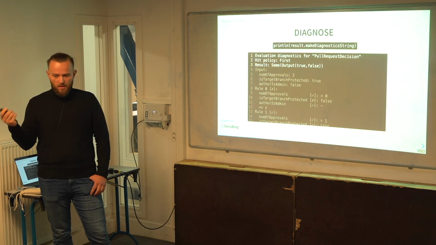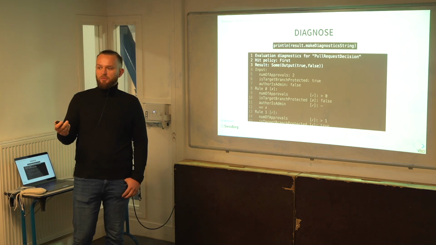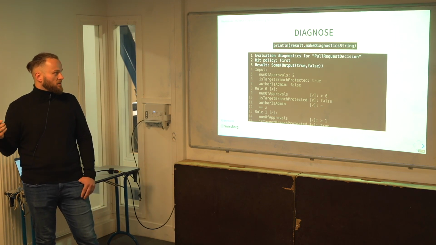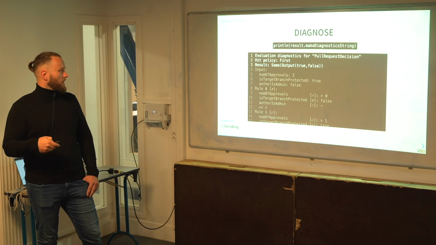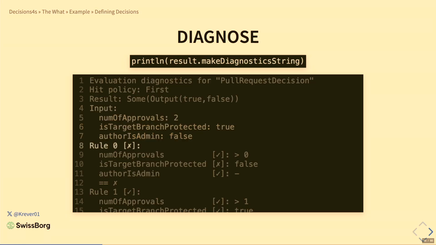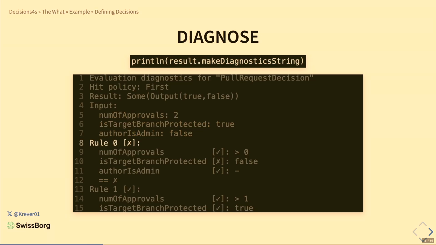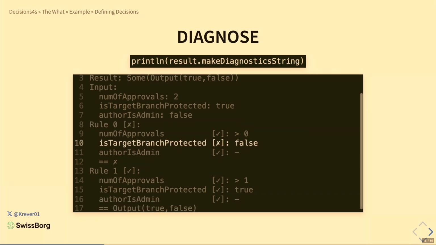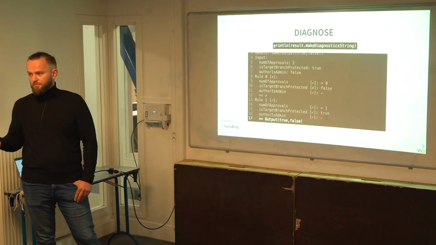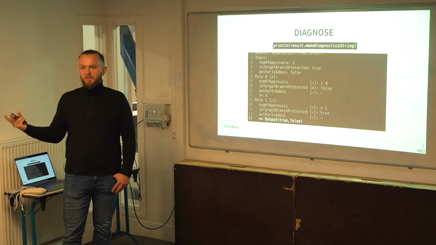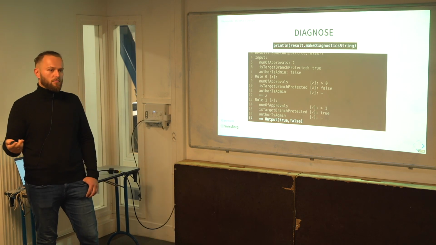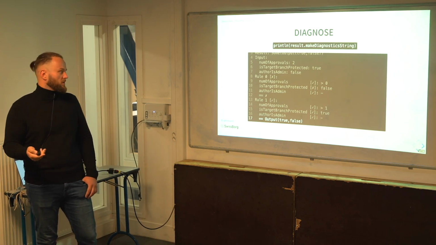Simple as that. Now, you might be asked how we got to that result, and Decisions4s helps with that. So we have this result.makeDiagnostic string, and it tells you that we evaluated that decision with that hit policy. That was the result. That was the input, and we didn't satisfy the first rule because we didn't satisfy that condition. We satisfied that rule and produced that result. The format might not be perfect. It's a secondary concern. You can build your own. All the data is there, and if you need another format, you can build it.